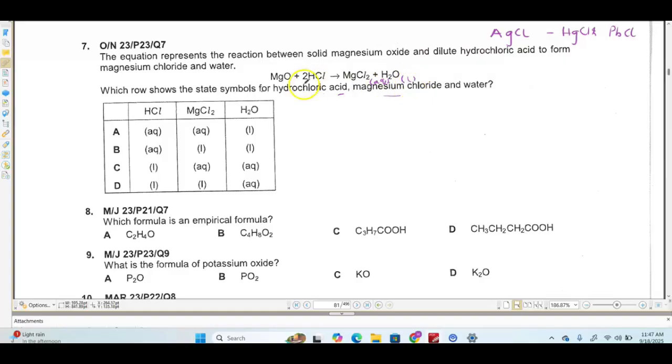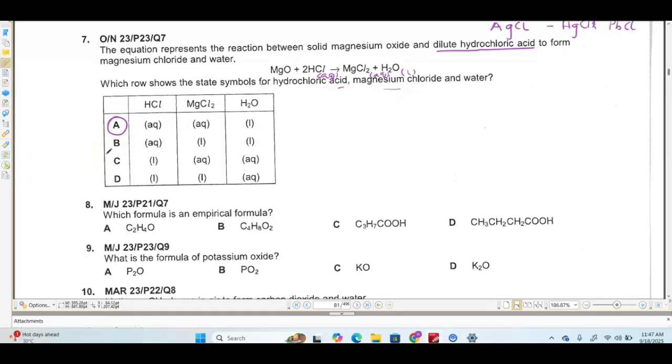And what else do we have? HCl. HCl stated over here is dilute. Now we have been given the statement that it is dilute hydrochloric acid. So hydrochloric acid is going to be aqueous as well. So hydrochloric acid being aqueous, MgCl2 being aqueous and water liquid, A is going to be our correct option. Okay?